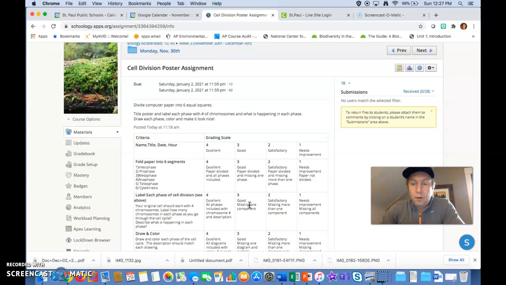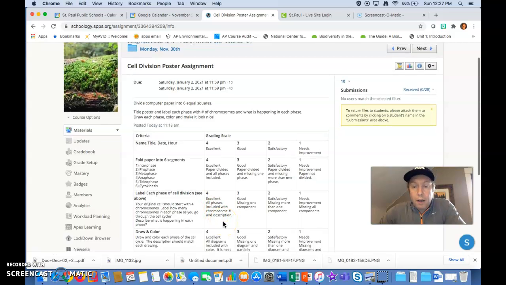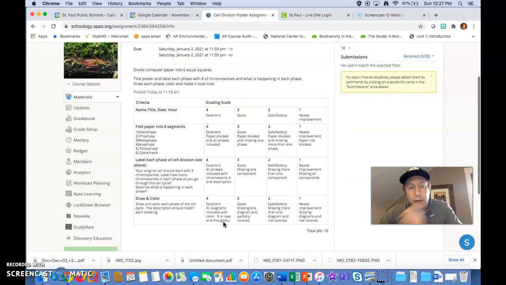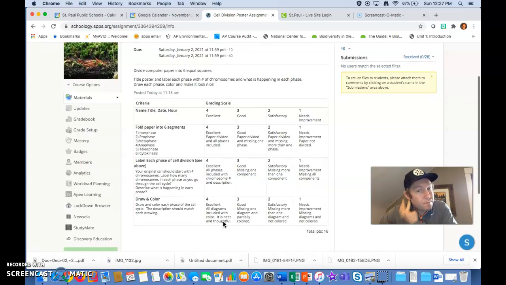So you need to use your notes and the videos and draw out what is happening in each of these phases. And if you look at the rubric, you'll see, make sure you put your name and title and date and hour on your poster, and fold it into 6 segments. Those are what needs to be in each segment.